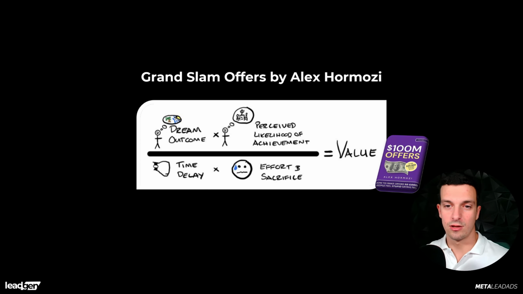And in a nutshell, on the top you have dream outcome and perceived likelihood of achievement. You want to bump those up: promise a big dream outcome which is related to your target audience, and increase the perceived likelihood of achievement with guarantees, with steps, with everything. And then the ones under you want to decrease, like time delay and effort and sacrifice. You want to deliver it as quickly as possible and without a lot of effort and sacrifice. And basically this creates the value acquisition.